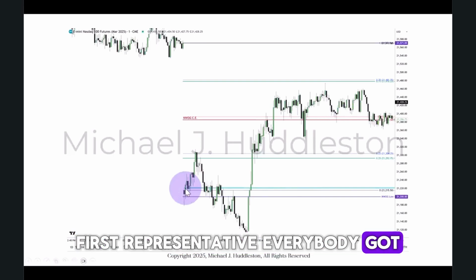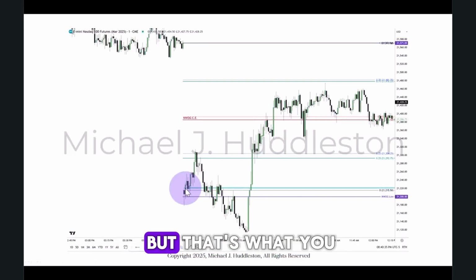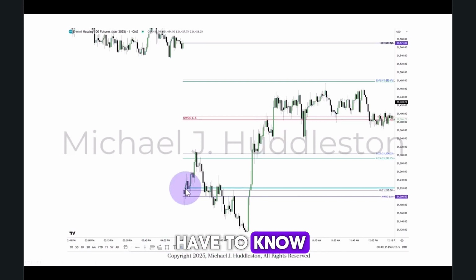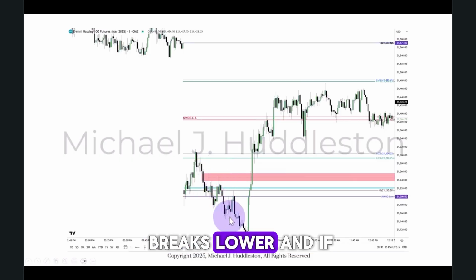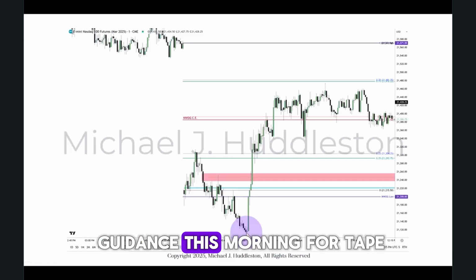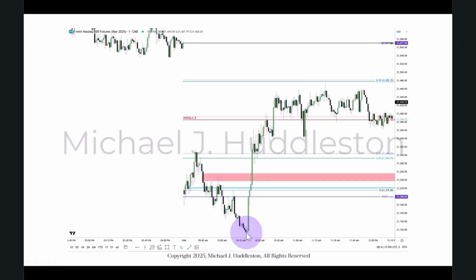First presented fair value gap. I know it's small, but that's what you have to note. Then we have our bearish SIBI. Market trades up into that, breaks lower. And if you go into the Telegram channel, you'll hear the audio clips that I gave in guidance this morning for tape reading the market.